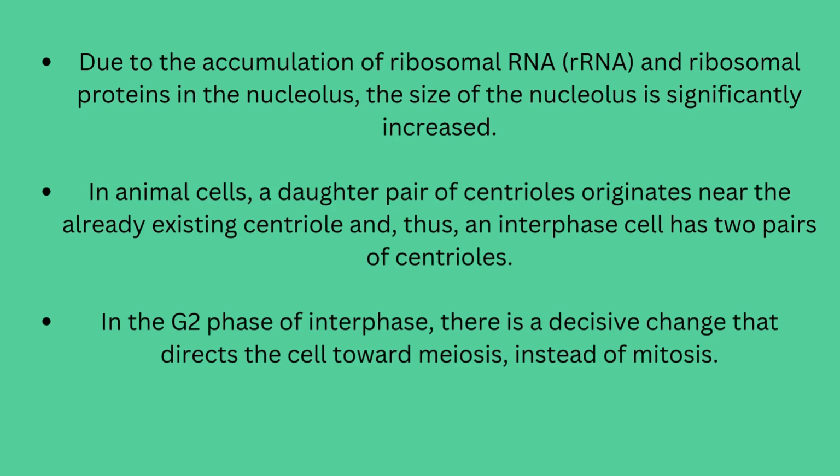And number 4, due to the accumulation of ribosomal RNA and ribosomal protein in the nucleolus, the size of the nucleolus is significantly increased. If it is in animal cells, a daughter pair of centrioles originates near the already existing centriole, and thus an interphase cell has 2 pairs of centrioles. And in the G2 phase of the interphase, there are decisive changes that direct the cell toward meiosis instead of mitosis.